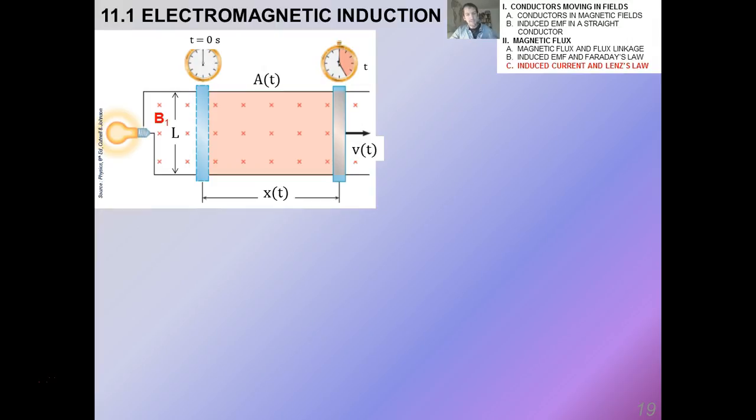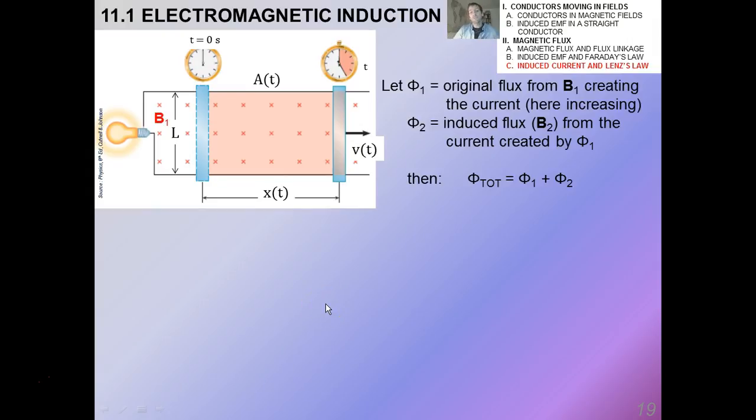Okay, so back to that example that we did of the sliding rod on the conducting rails. Because I'm dealing with two magnetic fields, I'm going to differentiate them. I'm going to call the original B field, which is going into the plane of the paper here, B1, and the induced one will be B2. I'm letting phi 1 be the original flux from B1, which is creating the current.